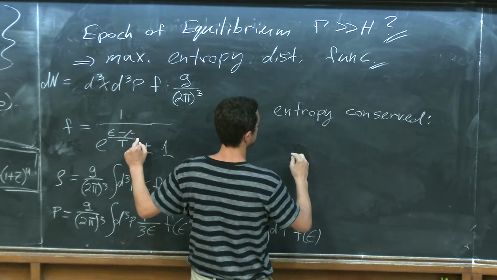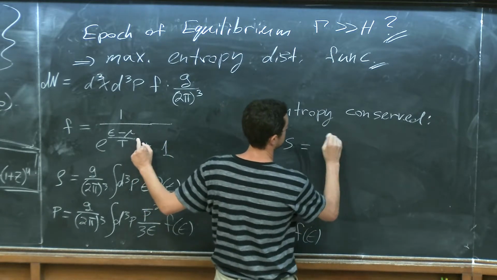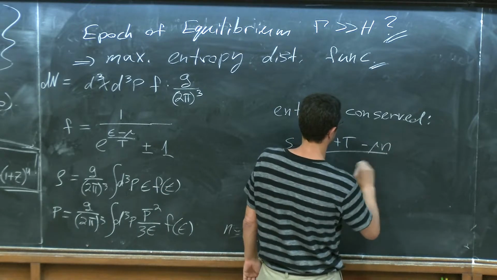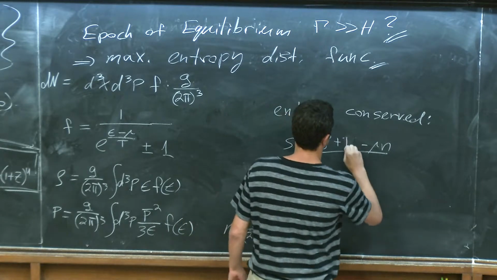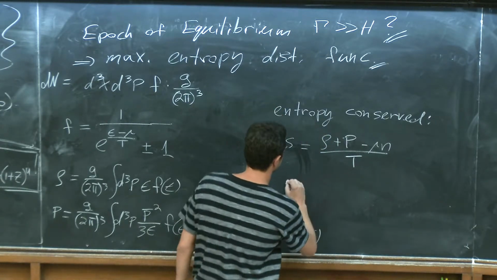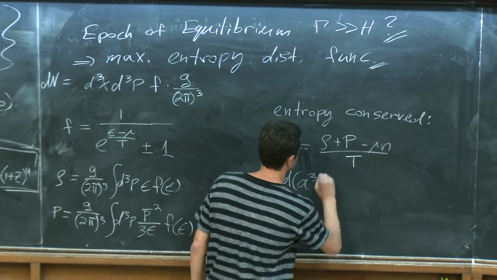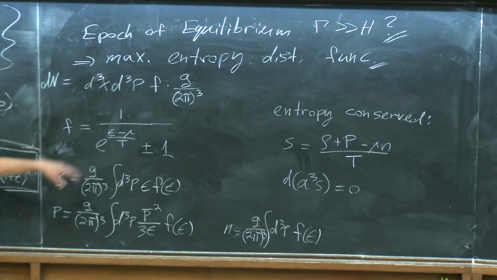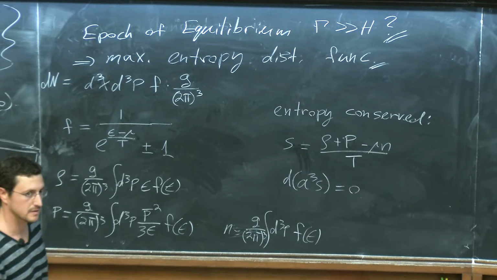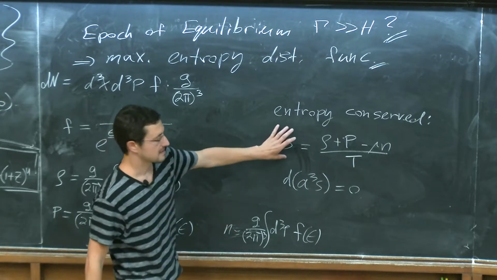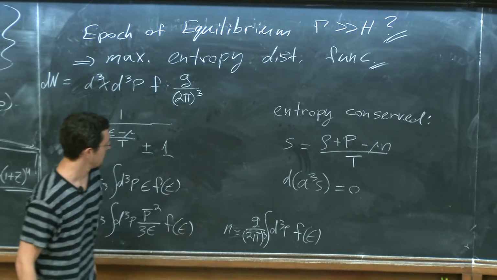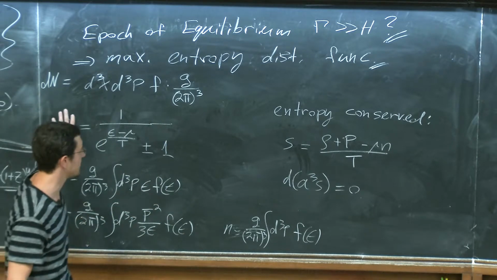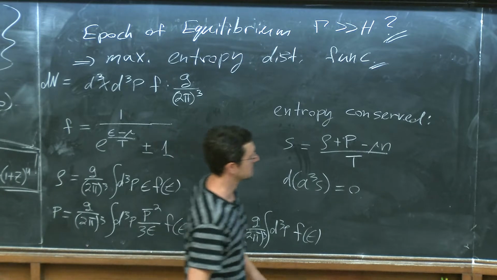I just say it as an aside. So entropy density, defined as rho plus P minus mu n over T, is conserved in the sense that the differential of a cubed s is 0, and it is conserved separately for each collection of particle species in the fluid. It's a nice exercise to calculate and show that this is true once you have assumed this form of the distribution functions. Okay, it just follows from the form of f. But I let you work it out yourselves.